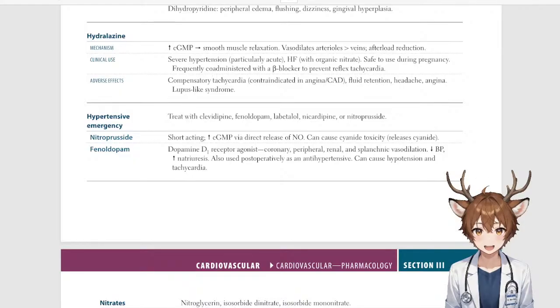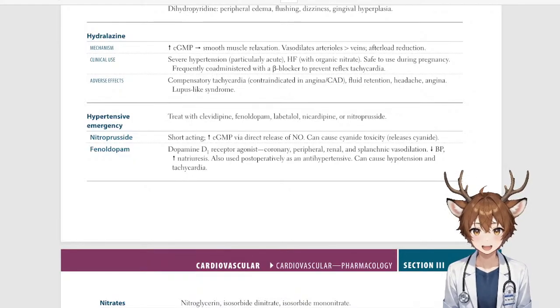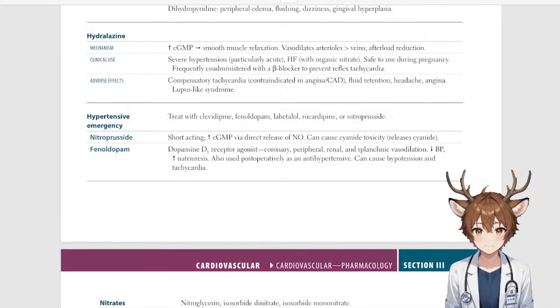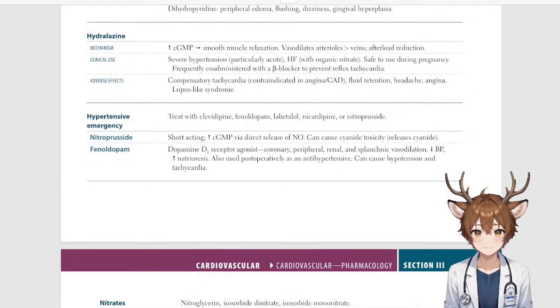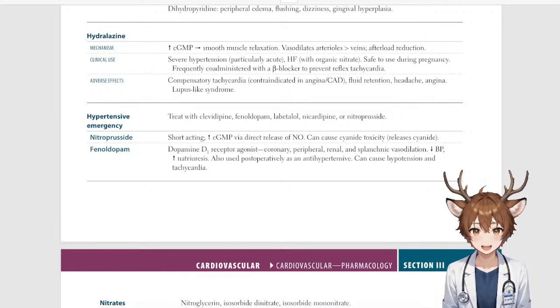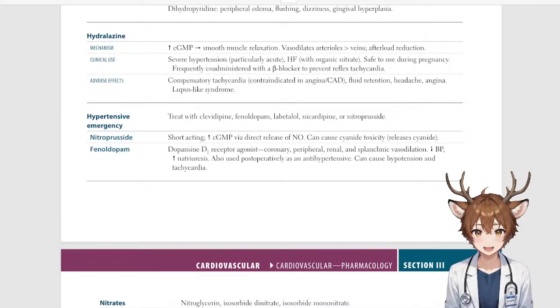So it's sort of similar to what happens when you have nitrates, for example. We need to give a beta blocker just to prevent the reflex tachycardia from popping up. Adverse effects of hydralazine: compensatory tachycardia, contraindicated in angina/CAD, fluid retention, headache, angina, drug-induced lupus.